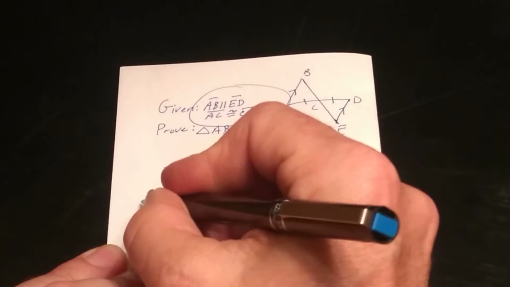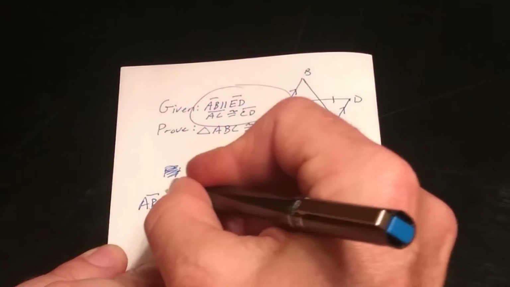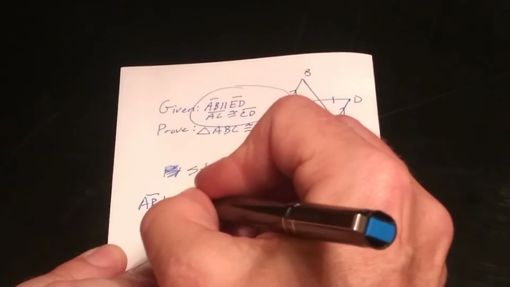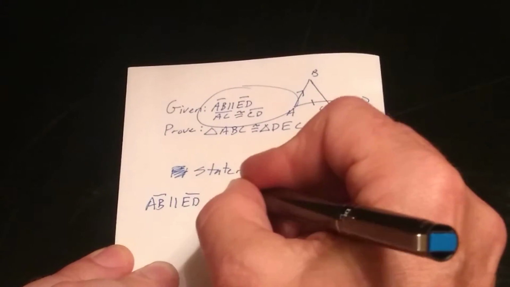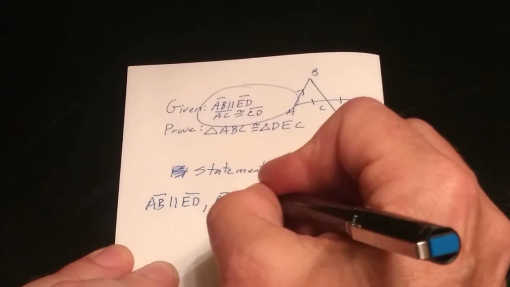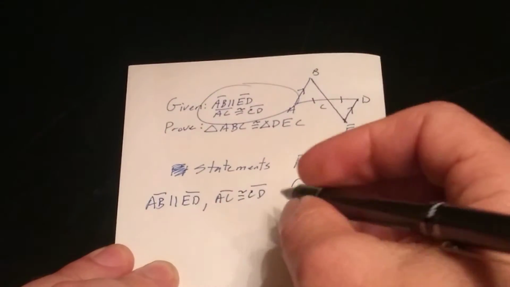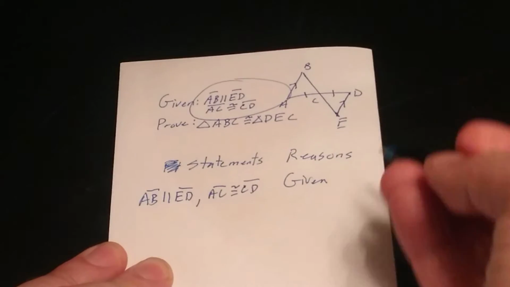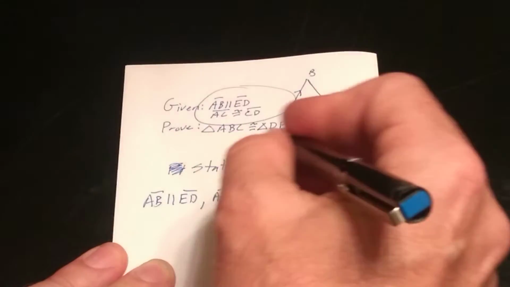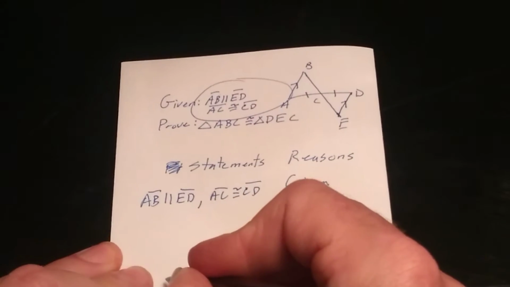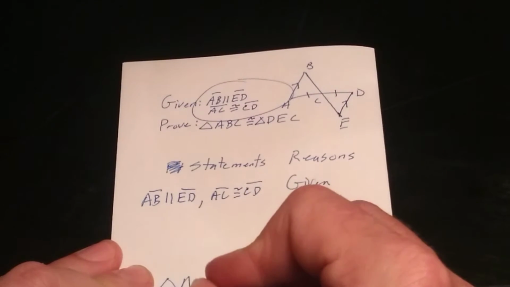whatever I'm told right there. So in this case, I'm told AB is parallel to ED, and I've got it marked that way already, and also that AC is congruent to CD, which is also marked out already. And if it's not marked, I should mark it because it'll make things easier for me for figuring this out. And I know my last line is always going to be what I'm trying to prove.